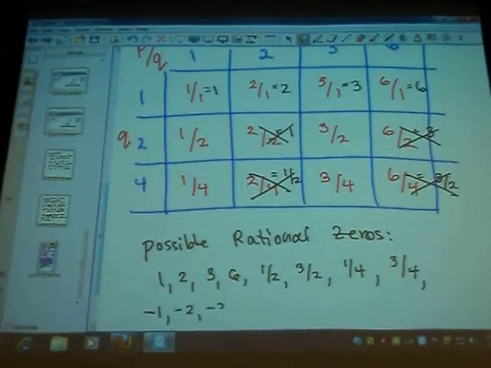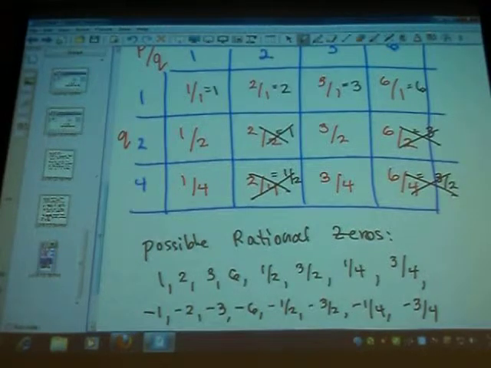-1, -2, -3. Yes, that's correct. And that's why we don't want to do this for every single problem. So are we done yet? No. Now that's just the possible rational zeros.